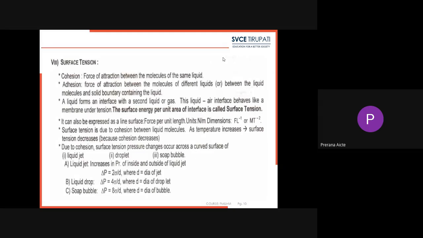Then liquid drop. In case of a liquid drop, the change in pressure delta P equals 4 sigma by D. Here D is the diameter of the droplet. Then the final one, soap bubble. In a soap bubble, the change in pressure delta P equals 8 sigma by D, where D is the diameter of the bubble.